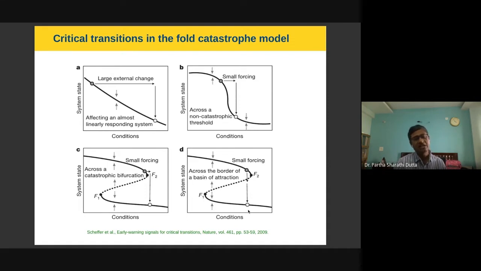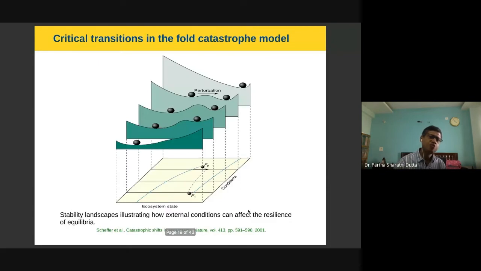So what happens in the system, if I try to merge the potential landscape together with the bifurcation diagram, will look like this. When the ecosystem state is at the first one, you see the upper steady state is the only steady state, right? So the potential landscape looks like this, right? This ball is the system steady state, which is in the potential well corresponding to the upper steady state.